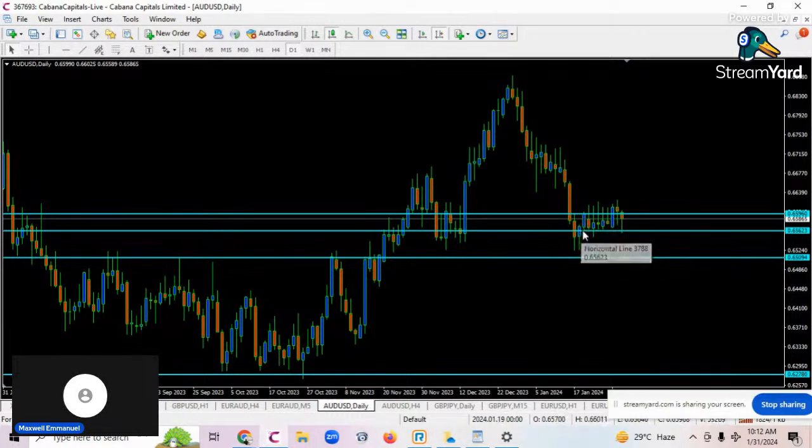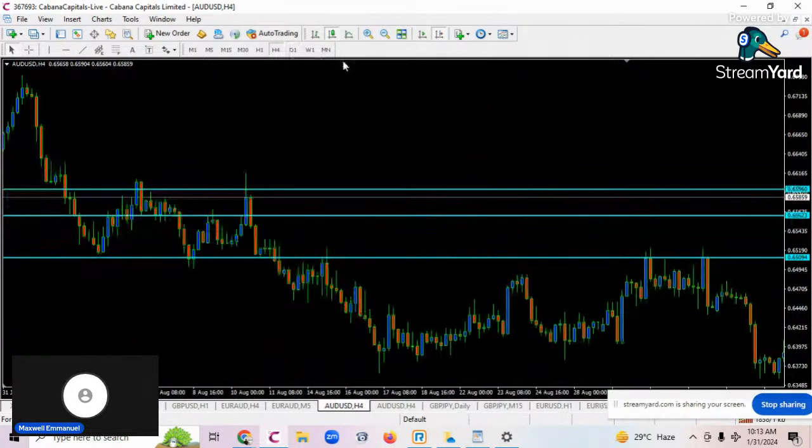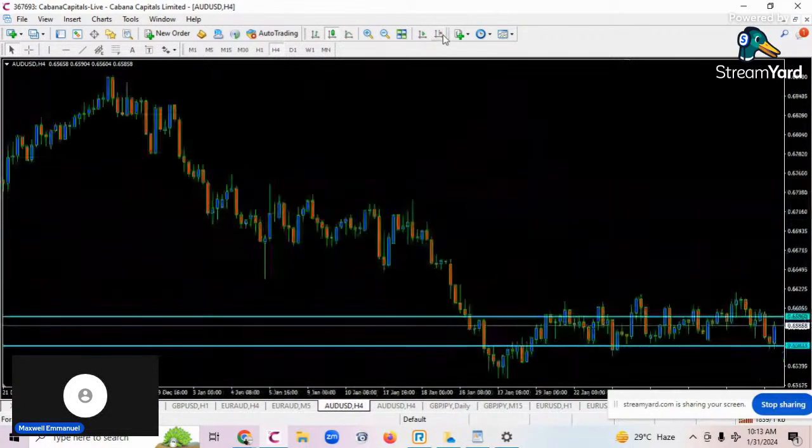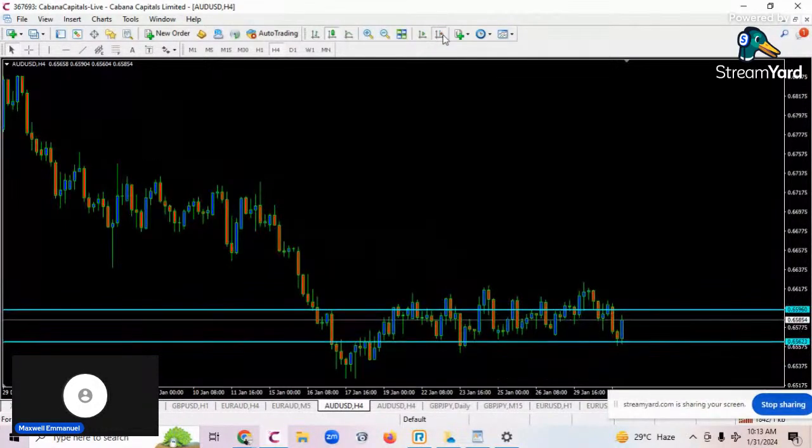Previous week we had our support here, and you can see what played out today. This candle tested the support, and at the moment there's a strong rejection from that level. So let's go down to 4 hour to see the candlestick pattern we have on 4 hour.